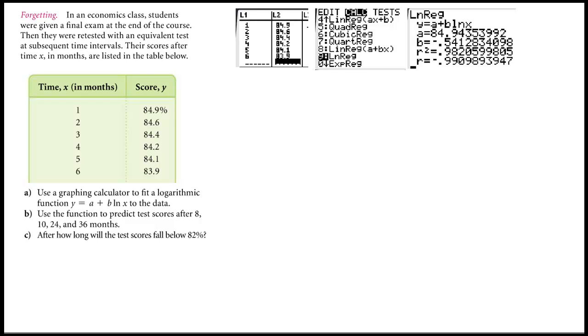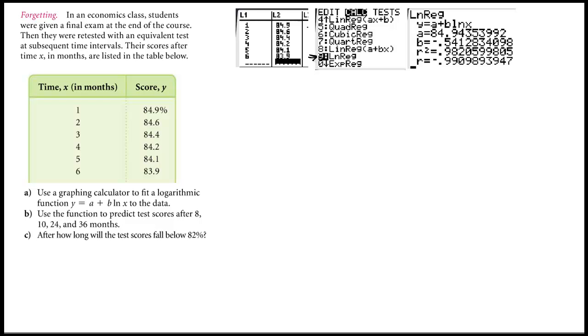Part A says use the graphing calculator to find the logarithmic function of a plus b ln of x, which is actually number 9 on your calc. They wanted to use the function to predict test scores after 8, 10, 24, and 36 months. And then after how long would it take for the test scores to fall below 82%.